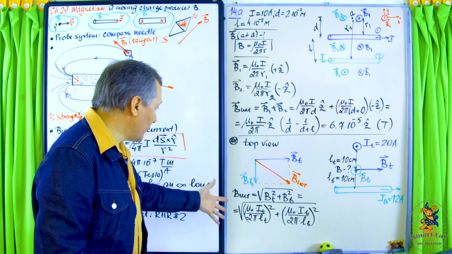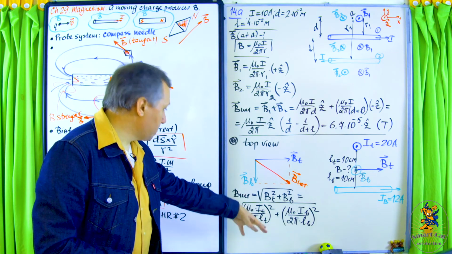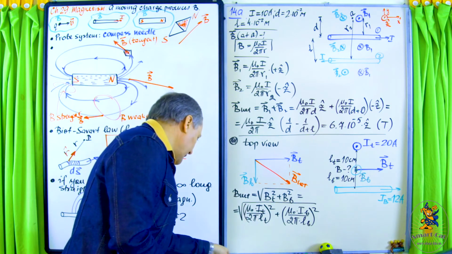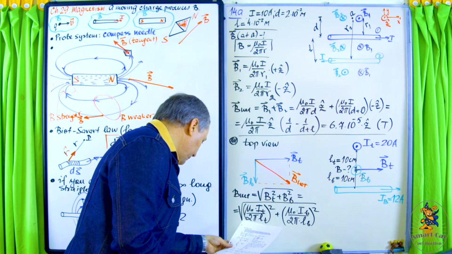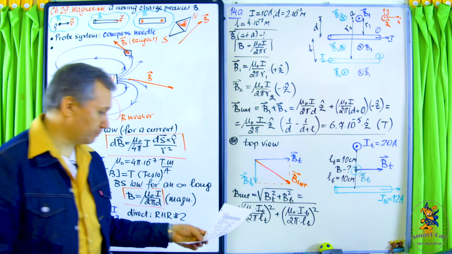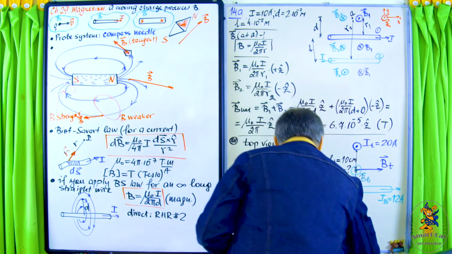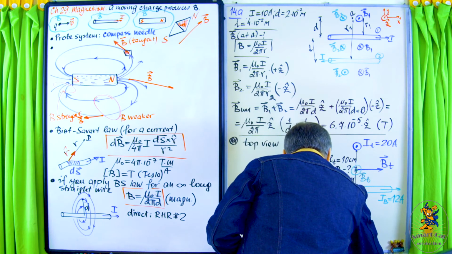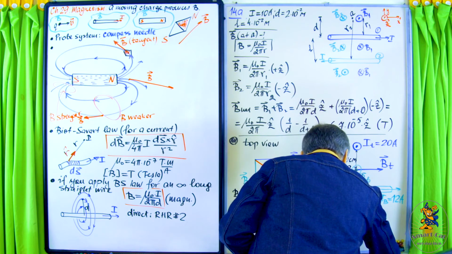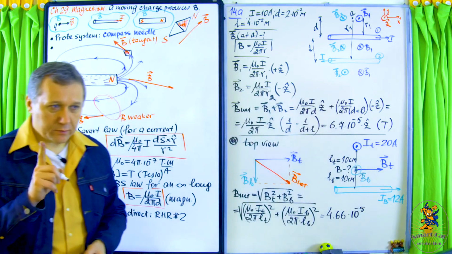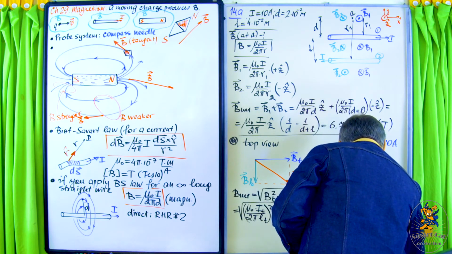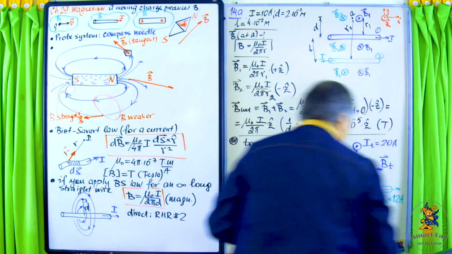Okay, so everything is given. Of course, you can factor out something, and I will probably skip that, and you will get the answer. I will just write down the number. So it will be equal to 4.66 times 10 to the power of minus 5 units of Tesla, after Nikola Tesla.